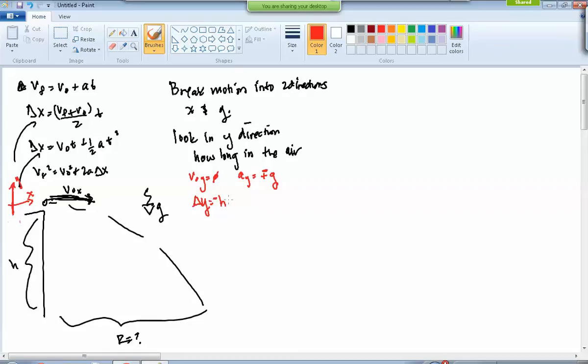Right. The final position is down on the bottom. The initial position is higher. And if it's final minus initial, it's final, which is a small number, minus initial, which is a bigger number, it's going to be a negative h. Do you agree? And you're going to see that those cancel out. All right.